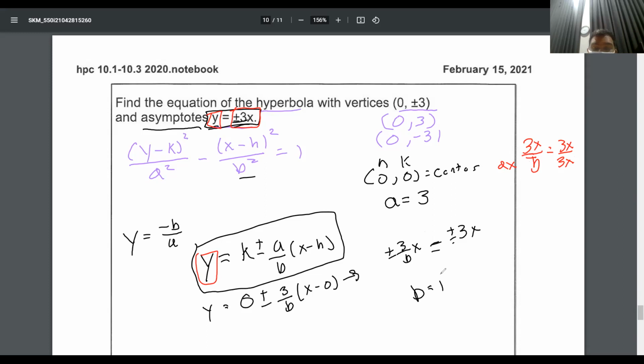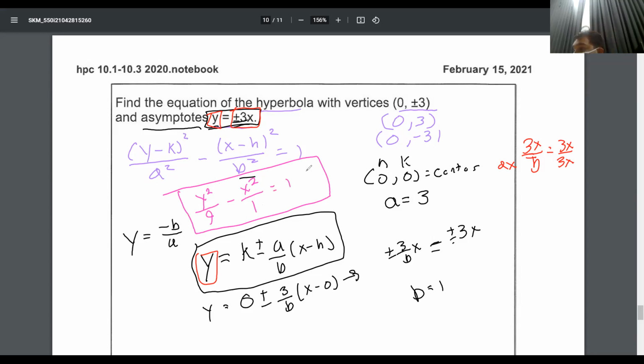Okay. So we found B is 1, we found A, we found our center, we found everything we need. In this case, we did not have to find C to help us find the equation. So the final equation is y minus 0, but you don't have to write minus 0. So I'm just going to put y squared over A, which was 3 squared, so 9, minus x minus 0, but you don't need to write minus 0, so x squared over 1 squared, which is 1, equals 1.